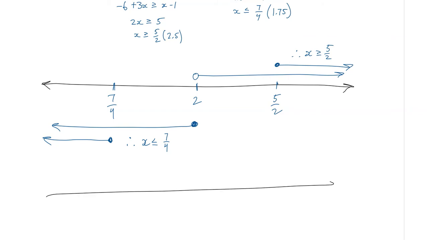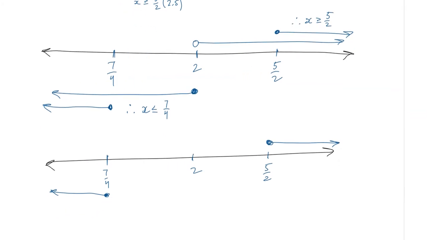Combining these, is starting here and going that way, and starting here and going that way. So there's no overlap? So the final answer? It would be the two answers, so x greater than or equal to 5 over 2 and x less than or equal to 7 over 4. Yeah, good. So we just write them separately. Order, of course, doesn't matter. Just write them separately.